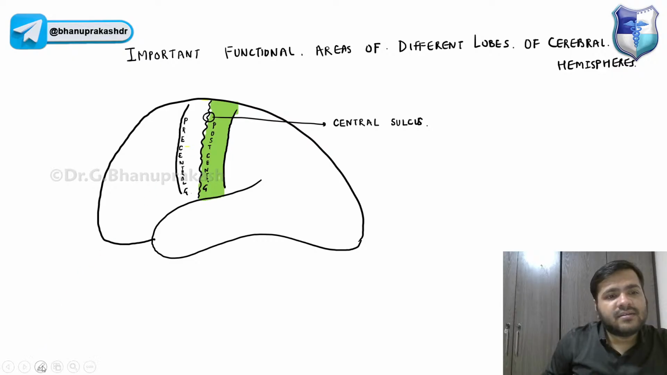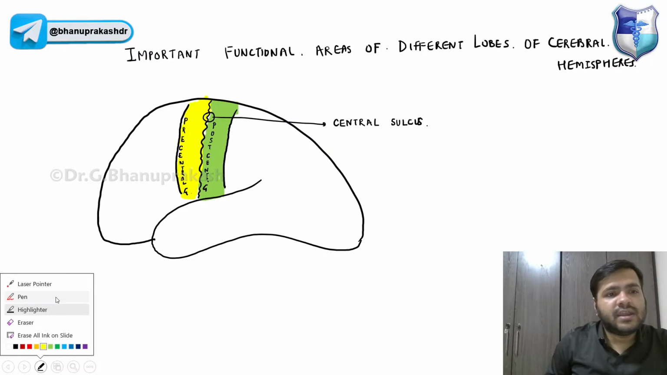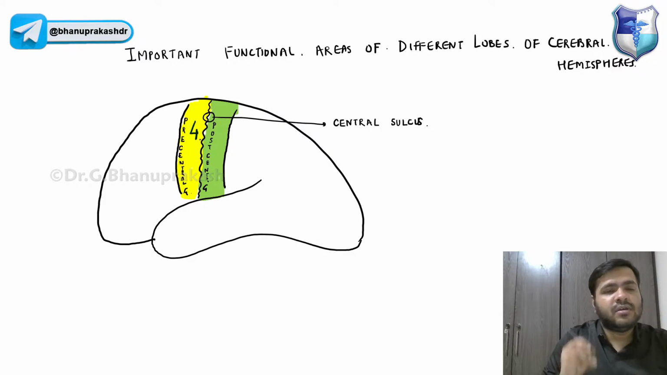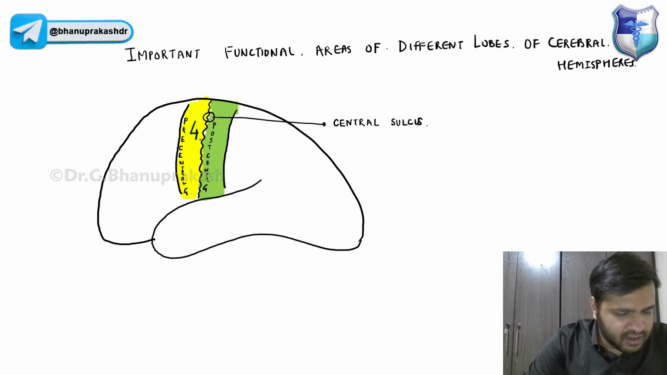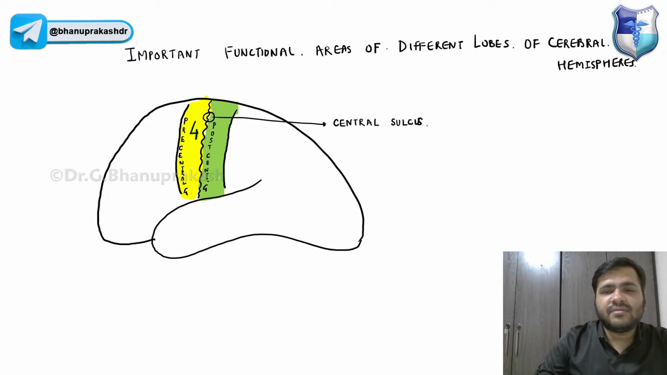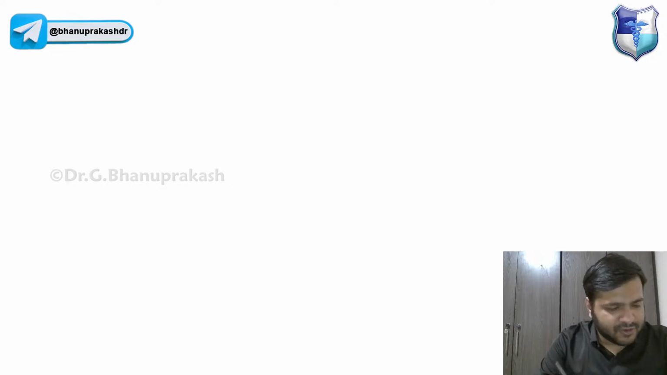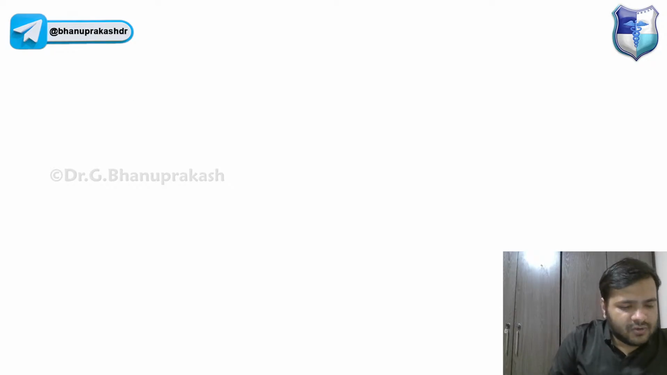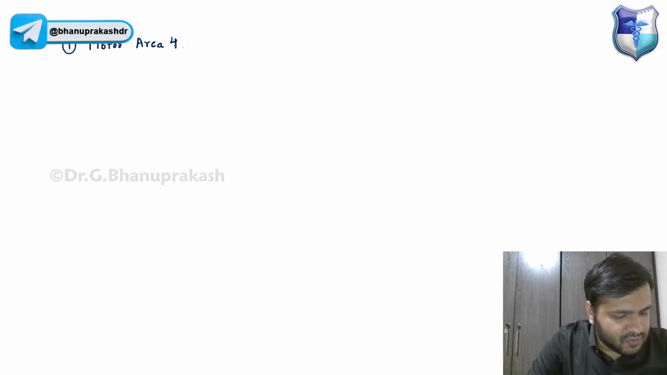Let me just highlight it. We can just write down like this. It is the motor area 4. We have the motor area 4 over here, right? Now in the frontal lobe, guys, please just try to write all this along with me. We will be writing also and we will be drawing also. So in the frontal lobe, I can simply first start up with the motor area 4, or commonly called the area 4.